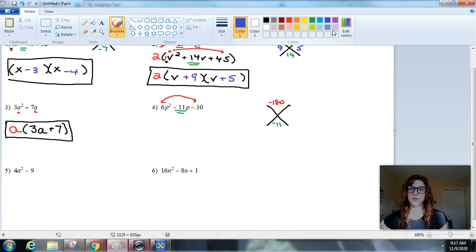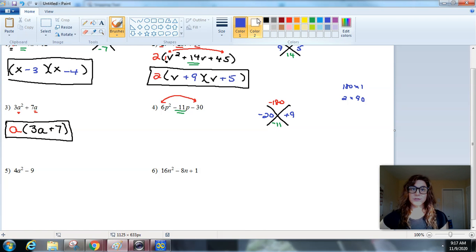You could start doing 180 times 1. Obviously, that's going to get you 180, but it's not going to get me to 11. I could do 2 times 90, still not going to get me 11. And you can keep working your way through it until you find that it is a -20 and a +9, right? -20 times 9 is a -180. -20 plus 9 is a -11.